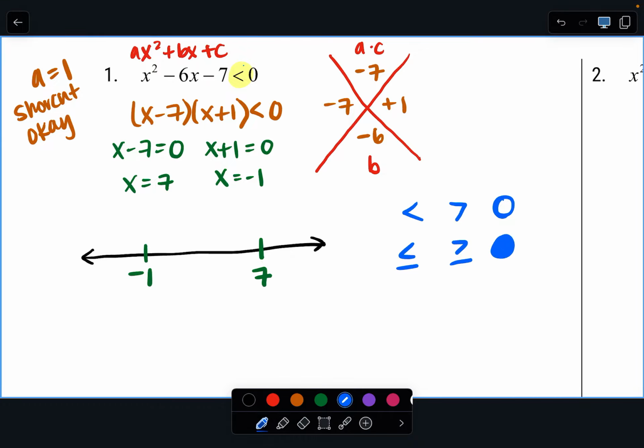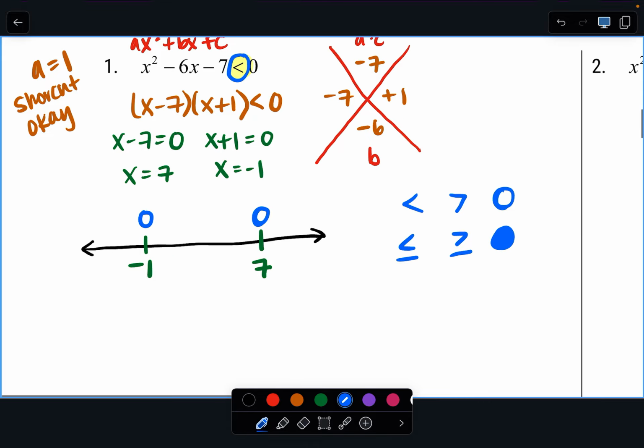So my original question doesn't have the equal to sign. So when I come in to draw my circles at -1 and +7, they're going to be open. The only reason they would be closed is if I had the equal to sign there, which I don't. Okay, that's the new bit. Any questions so far on why it's open or why it's closed?